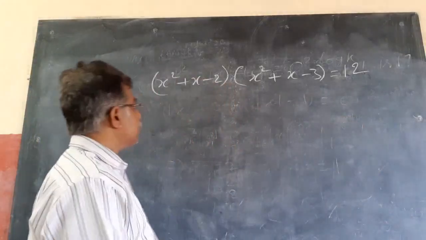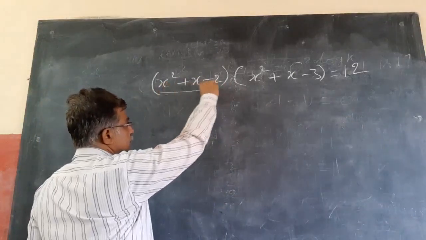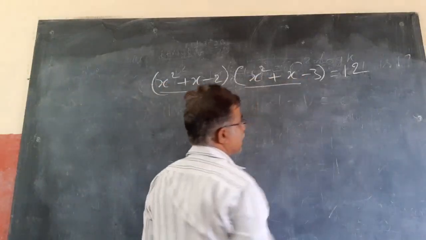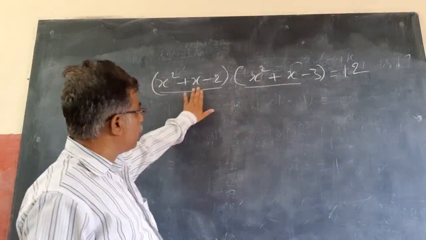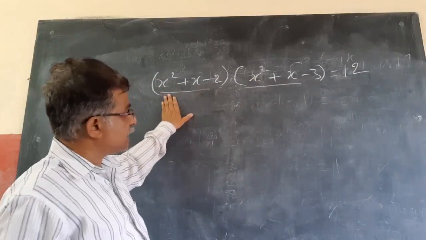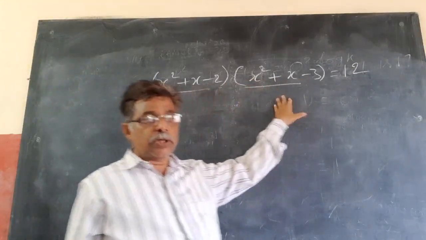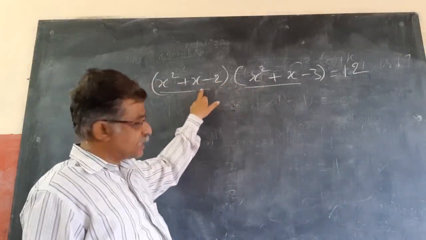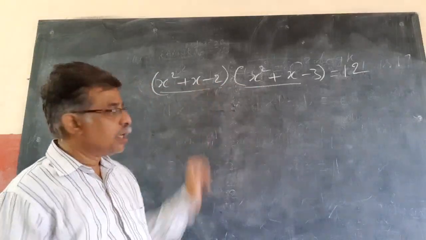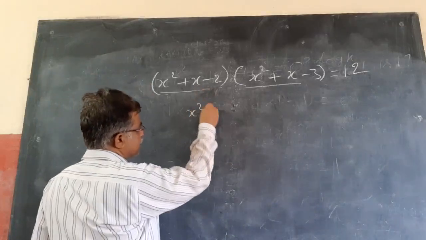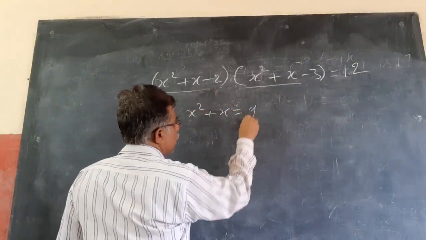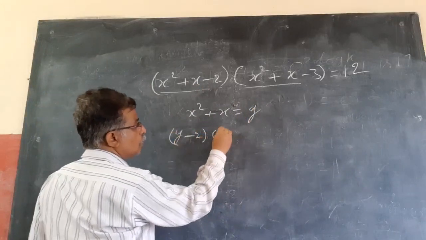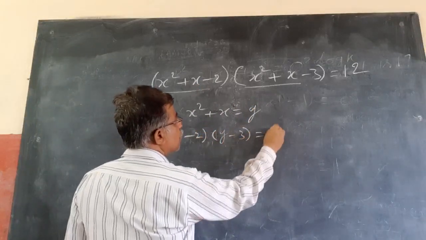But if you observe the equation properly, this is x square plus x minus 2 and this is x square plus x minus 3. So if I want to simplify, I can take x square plus x as y, your choice of taking. So if I take x square plus x equal to y, now the equation becomes (y minus 2) into (y minus 3) equal to 12.